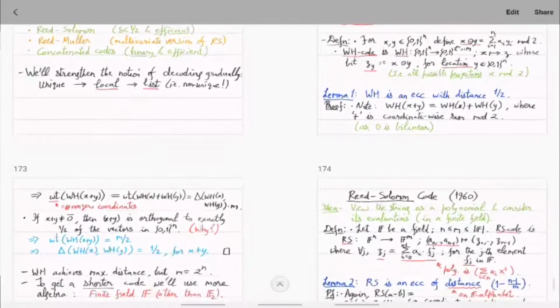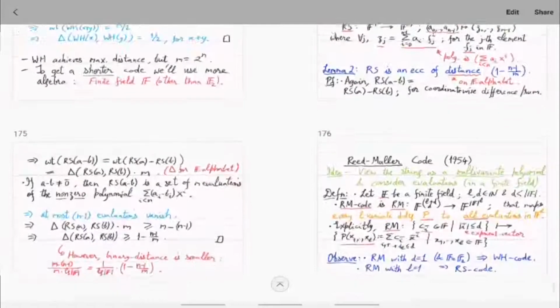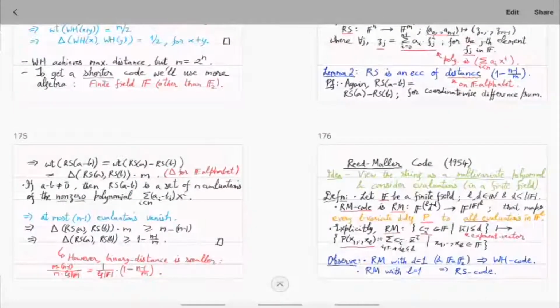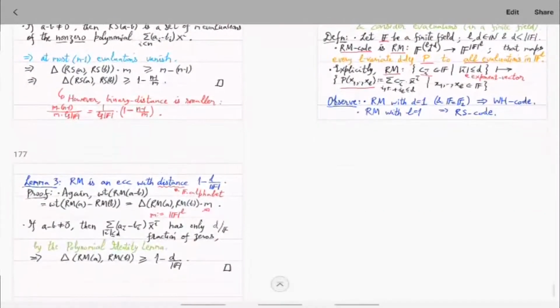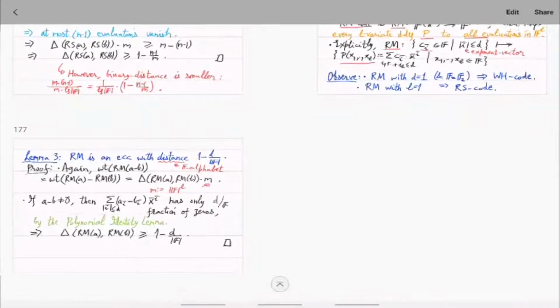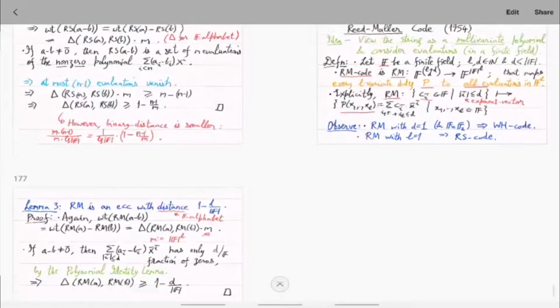Last time we started studying three codes, Walsh-Hadamard, and we showed that the distance is half. Next we studied Reed-Solomon code, which is the most famous code. We showed that the distance is, in the non-binary alphabet, very close to 1. Okay, but remember that this is not binary. If it was binary, then the distance would have been half or less, but this is close to 1 because of non-binary.